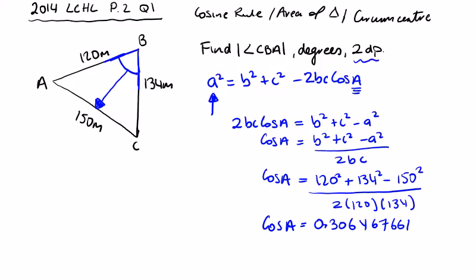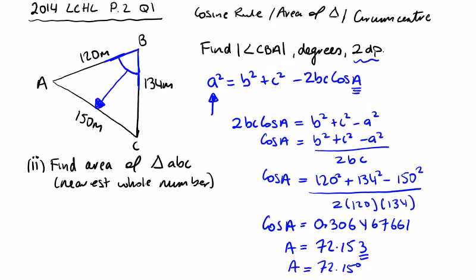So let's get the inverse of this. It comes out as 72.153. So 72.15 degrees is the angle A.